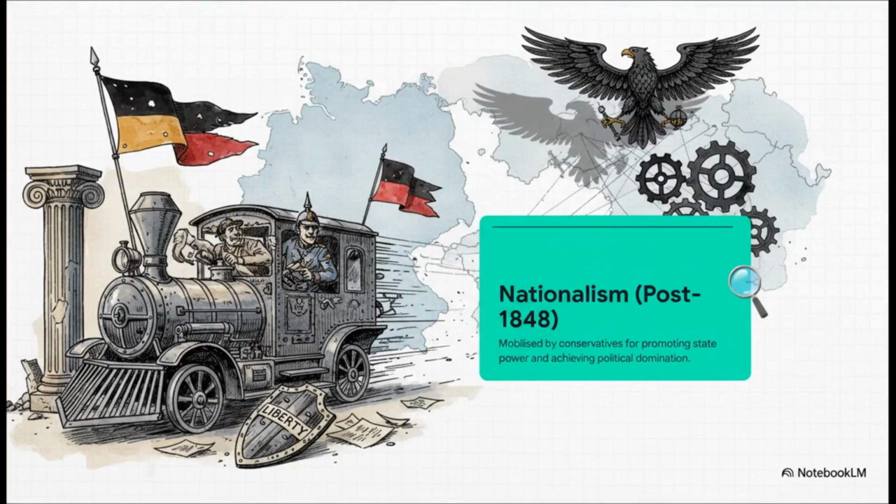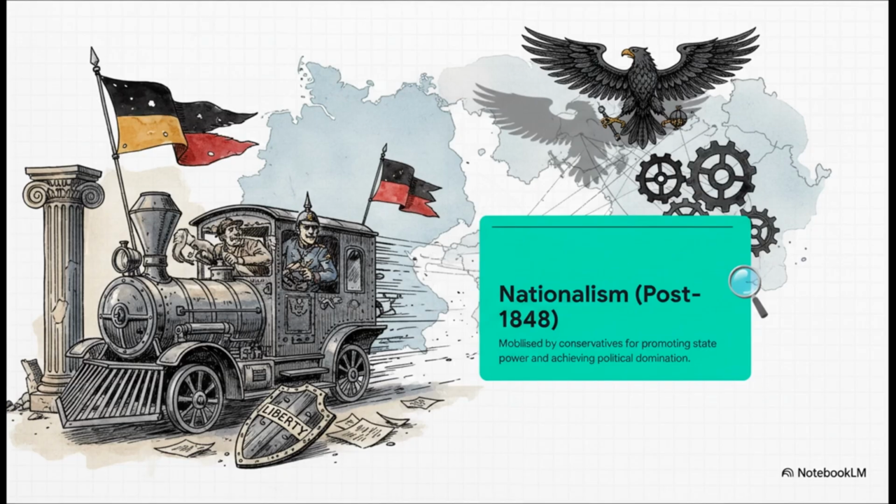Now, to really grasp this era, we have to understand a massive philosophical shift that took place right after 1848. Think of nationalism as a powerful, high-speed vehicle. Prior to 1848, this vehicle was being driven by liberal middle-class revolutionaries. They wanted to unite the different regions of the German Confederation into a single nation-state governed by an elected parliament. But that liberal initiative was completely crushed.